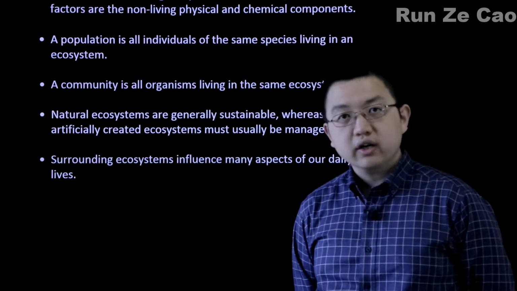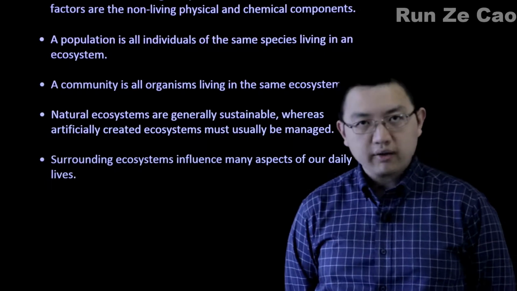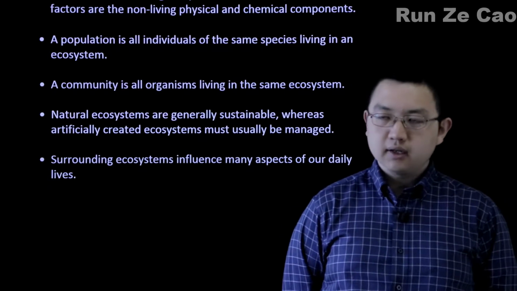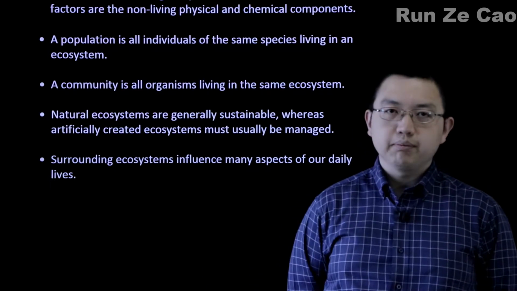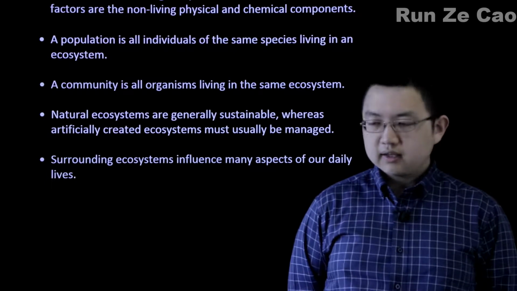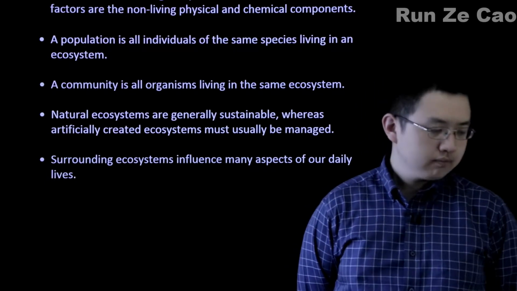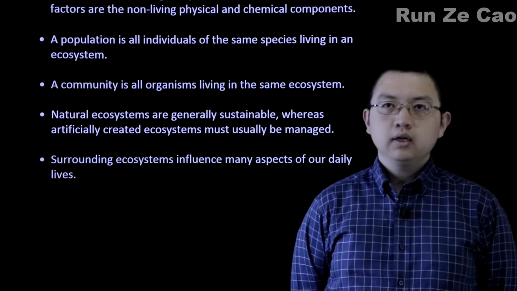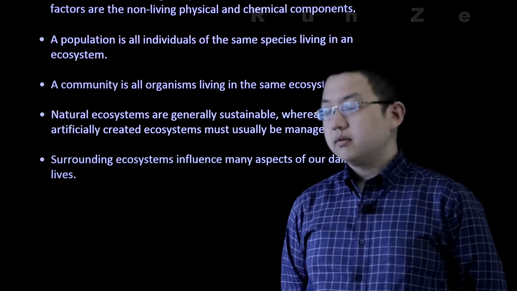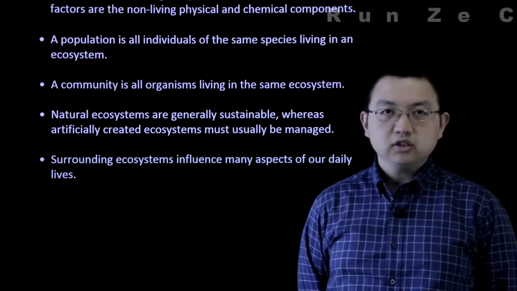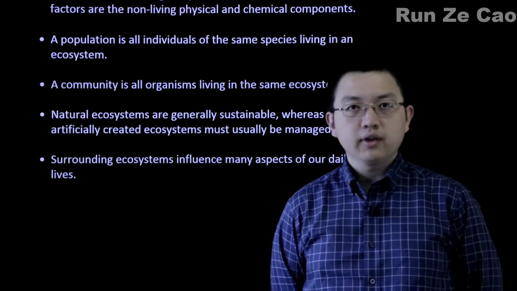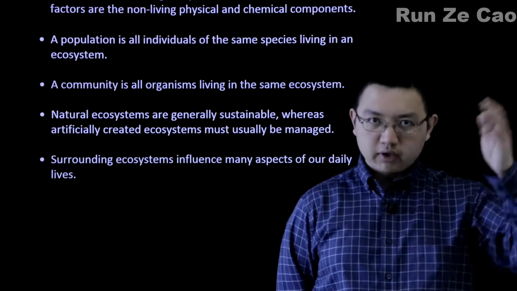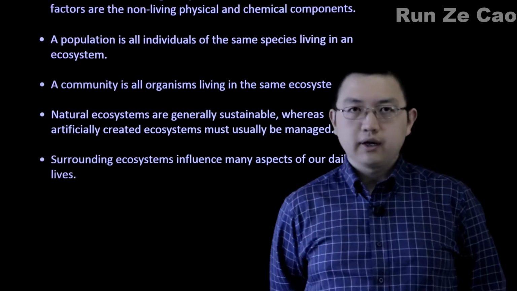A community is all organisms living in an ecosystem. So all the biotic factors put together, more or less, with the exception of course of the consequences, such as nests. Technically, those aren't considered part of the community. Natural ecosystems are generally sustainable, and unnatural ecosystems, made by humans, artificial ones, are generally unsustainable. They will not keep themselves going with only the natural energy input of the sun and some geothermal energy, depending on the case.